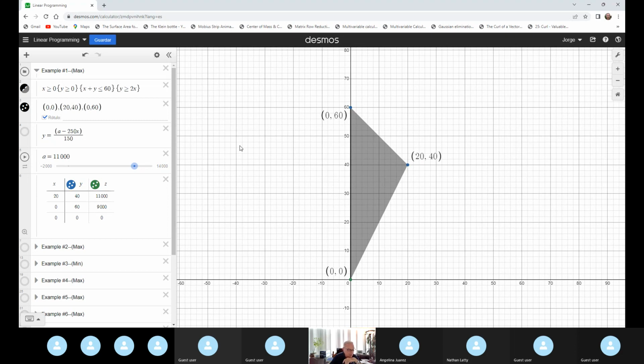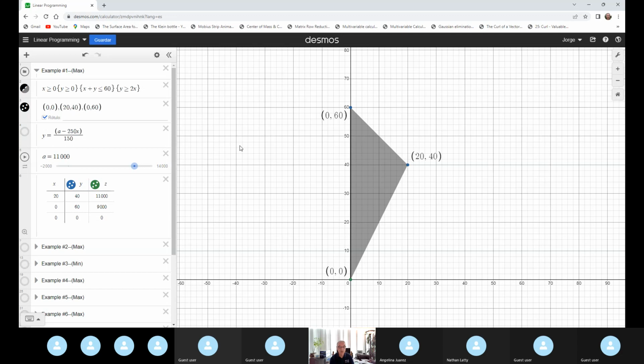The solution in a linear programming problem is normally a polygon. In this case, it's a triangle: 3 sides, 3 vertices. The vertices are easy to find because you intersect the lines and find the intersection points. I did this before: 20,40, 0,60, and 0,0. Any point inside the gray part is a feasible solution. Outside, no, it makes no sense according to the restrictions of our problem.